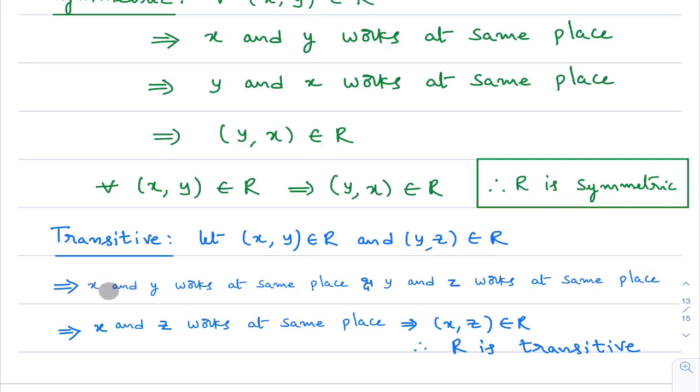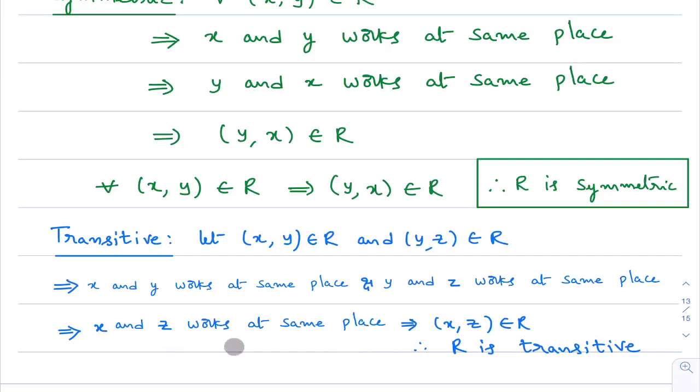You see, x and y work at the same place. Y and z work at the same place. That means where y is working, z is also working there. From this statement, what can you say? Where x is working, y is working there. Where y is working, z is working there. That means x and z work at the same place. It's a small logic, try to understand. x and z work at the same place, right?